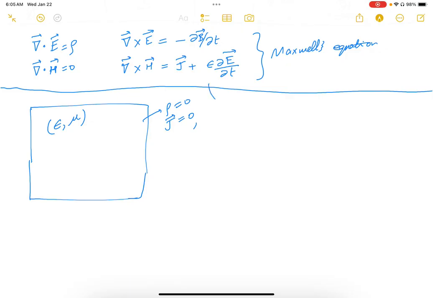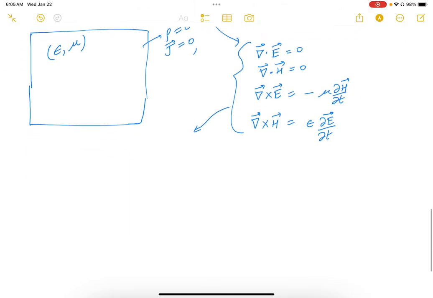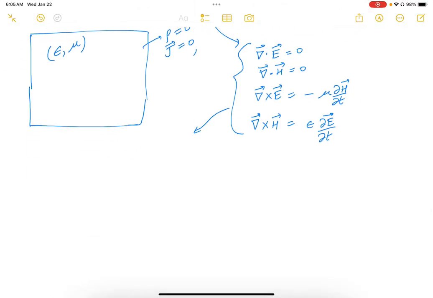So if we simplify Maxwell's equations within this region of space, then we get that the divergence of the electric field is zero, the divergence of the magnetic field is zero, and the curl of the electric field is minus mu times dH/dt, and the curl of the magnetic field intensity is just going to be epsilon dE/dt. So now, in this kind of situation, you can actually combine these four equations by doing a curl on the curl.